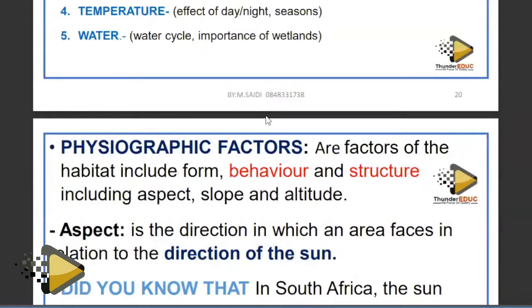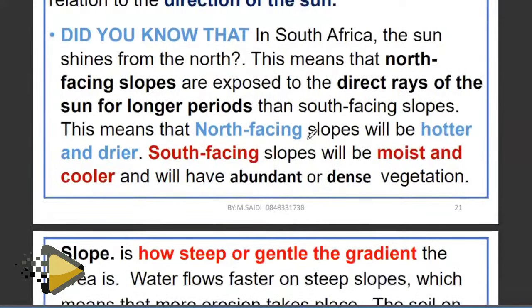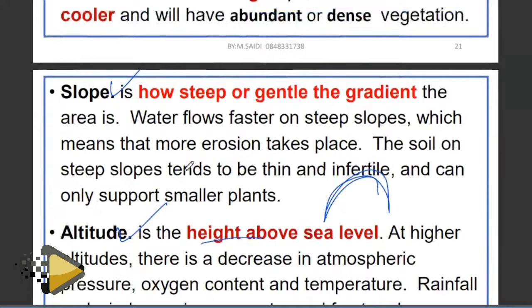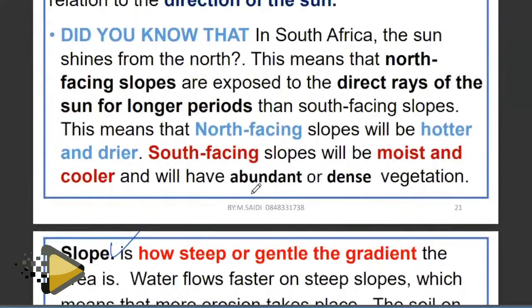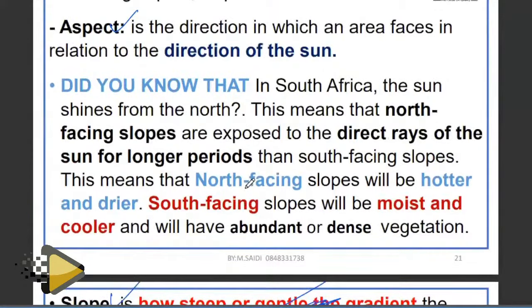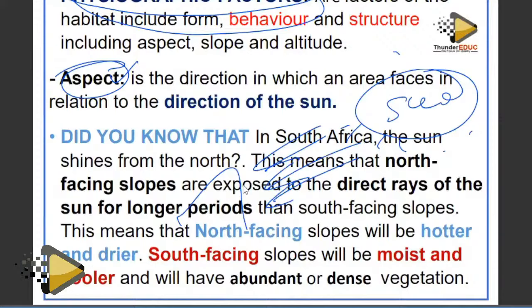Yes, these factors, we like to ask physiographic factors, that is aspect, slope and altitude. Altitude is how high an area is. When you talk about slope, we are talking about the gradient, how it is moving, from the bottom to the top part of maybe a mountain. And then aspect, you're talking about the direction of the sun. So basically, you need to know that.